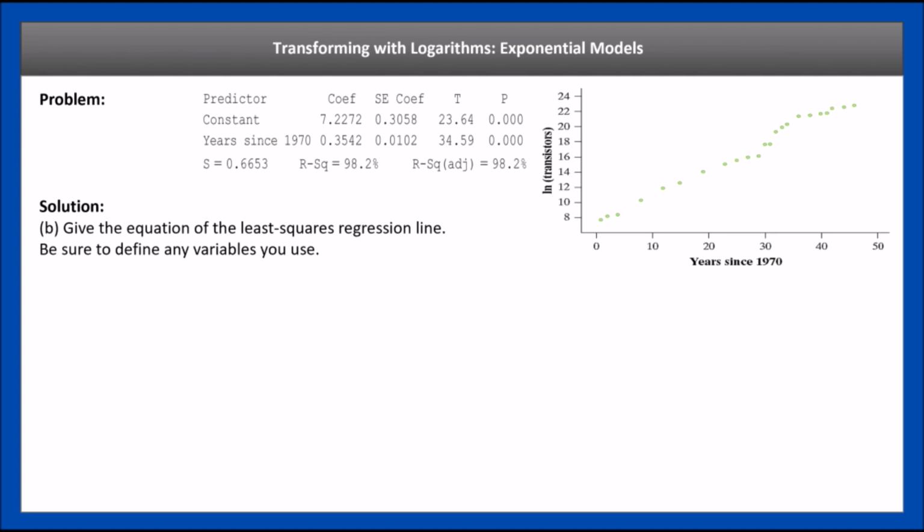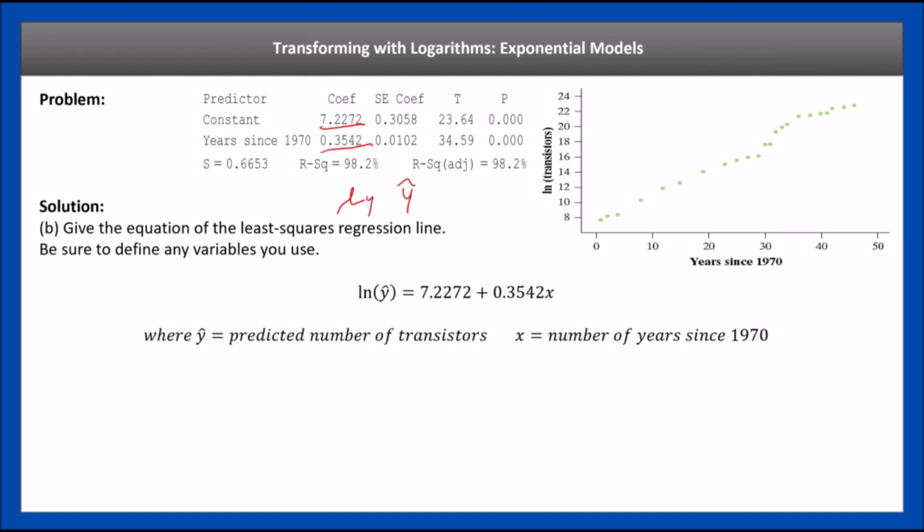All right. So part B, give the equation of the least squares regression line. So again, using the computer model, we have our a and our b. And remember that we're doing the natural log of y, so we have the natural log of y hat for our model. So we've got the natural log of y hat equals our a plus our bx, right? That's the a and b given in the computer output. Again, we've got to define our variables. So what is y hat? That's the predicted number of transistors. What is x? That's the number of years since 1970.